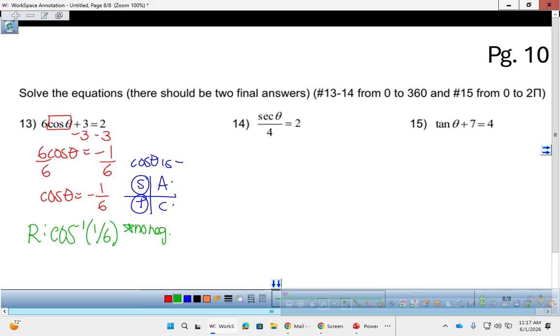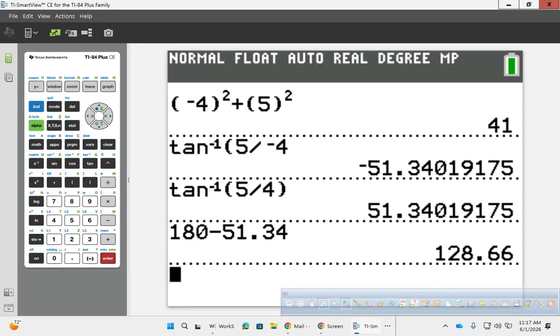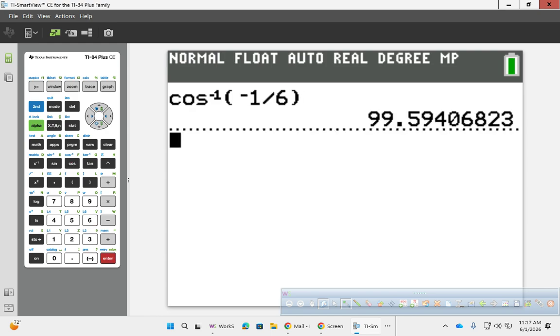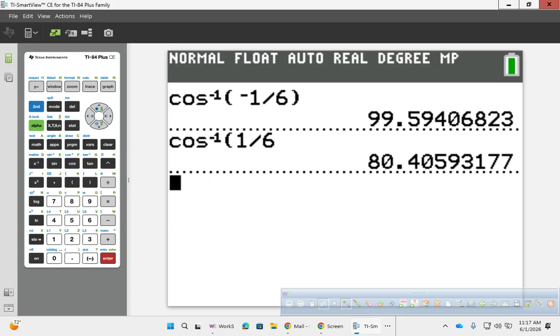All right, so I'm going to do the cosine inverse of 1/6, not negative 1/6. Because if I do negative 1/6, I will not get an angle between 0 and 90. And a reference angle is between 0 and 90. So when I do the cosine inverse of 1/6, I get an angle between 0 and 90. So I want to use the 80.41, we'll call it, as our reference angle. Don't use the negative.